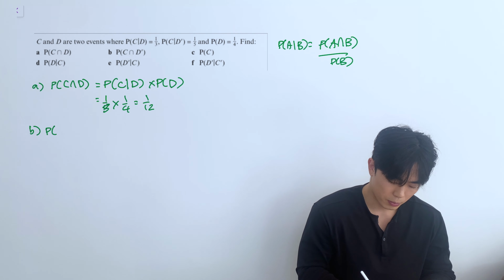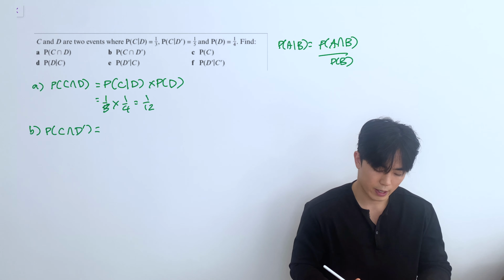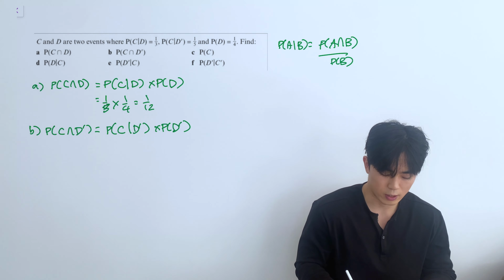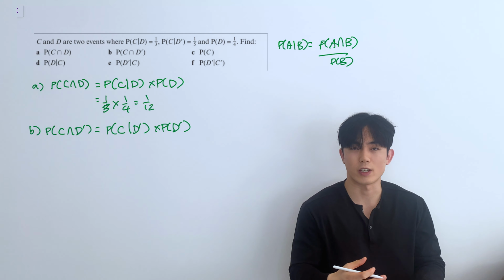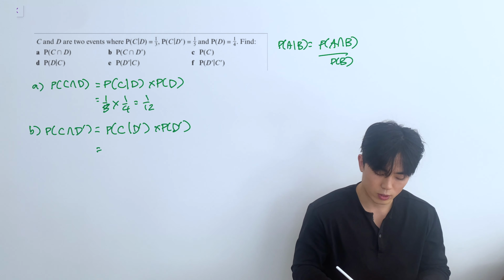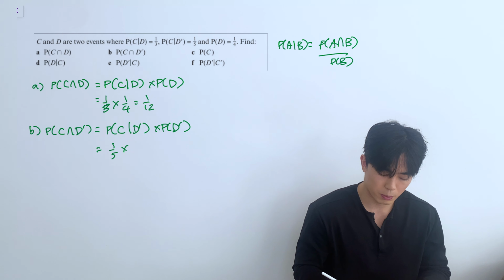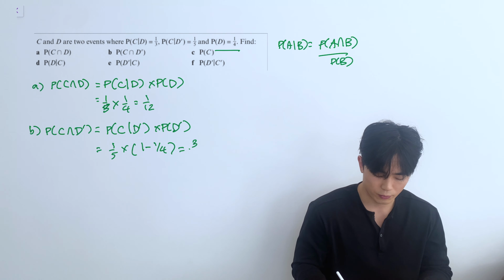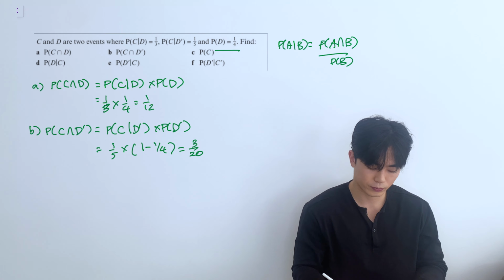Part B, the probability of C and not D, like so, okay? The same thing: this is the probability of C given not D times the probability of not D. As you can see, the A and B values can just interchange, it just represents any value. So just make sure you write or interchange it correctly. The probability of C given not D is a fifth, multiplied by the probability of not D. Well, probability of D is a quarter, right? So not D is going to be 1 minus a quarter, like this. And you're going to get 3 over 20 if you do this calculation.